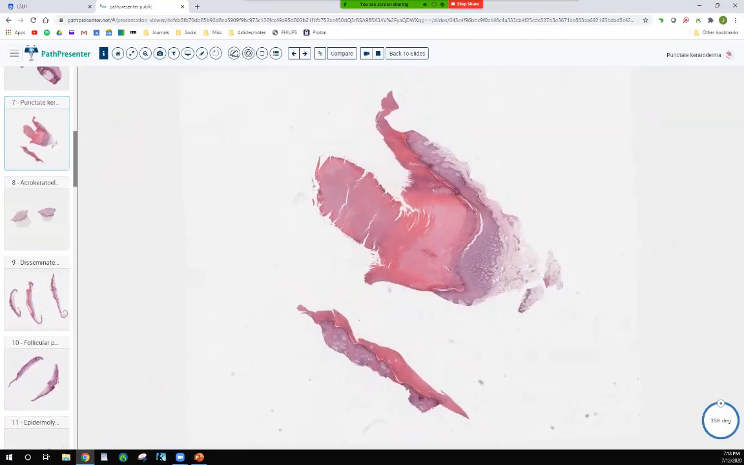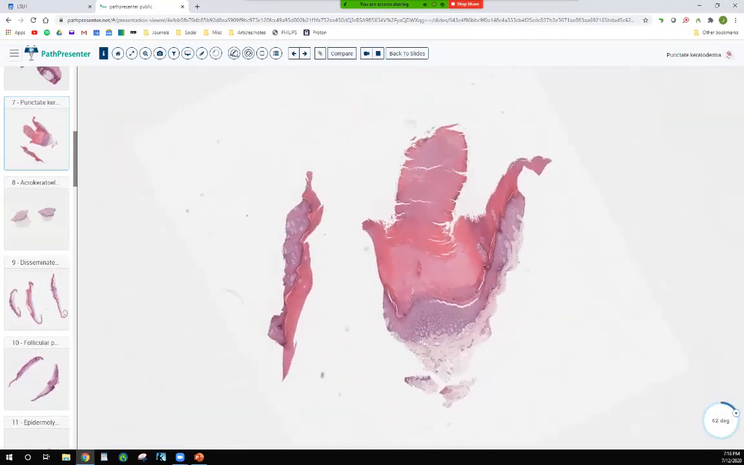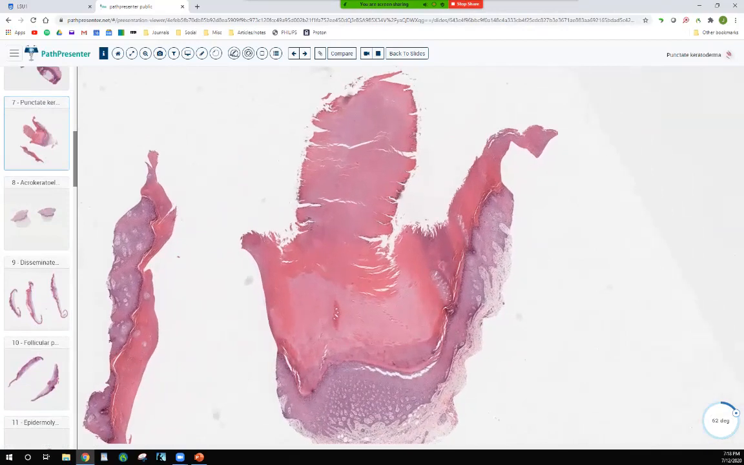Here's another image. It's pretty characteristic, and that's why I'm showing it, because this is something that you could be quizzed on. If there's a lot of parakeratosis, and if you have some of the characteristic features of cornoid lamella, with more of that dell at the bottom, then you can start to think about punctate porokeratosis. Okay.